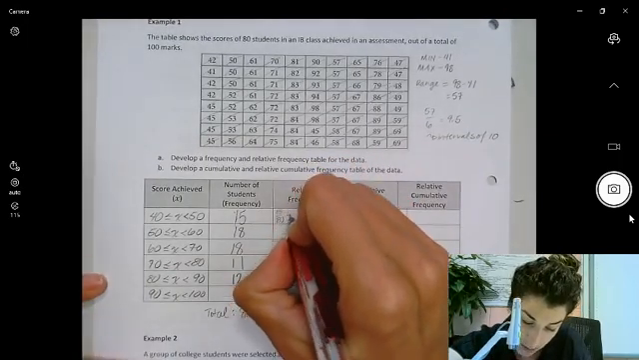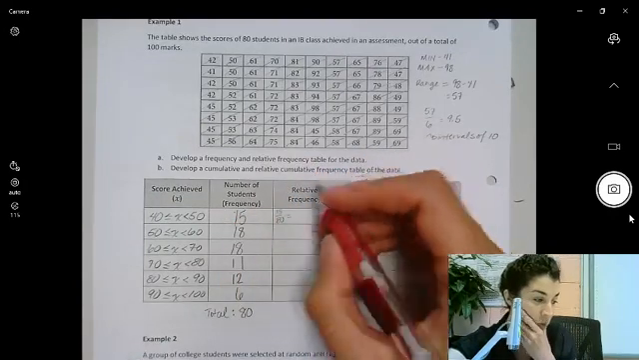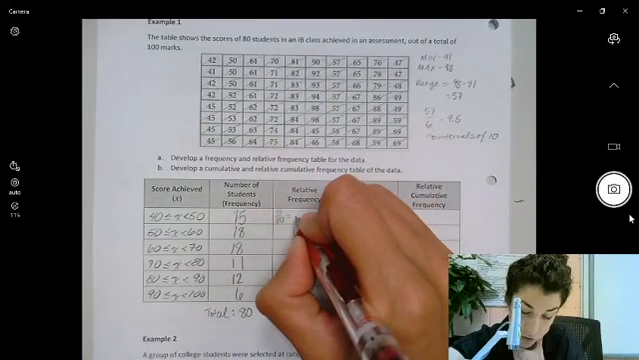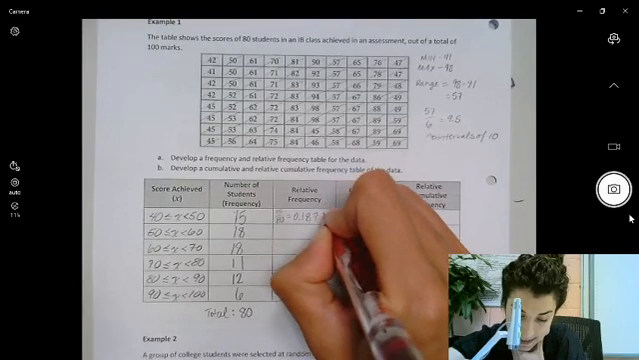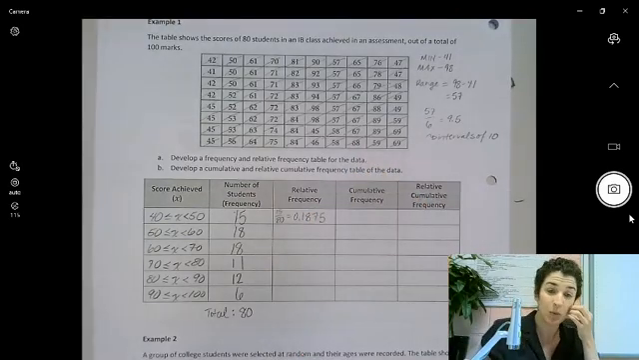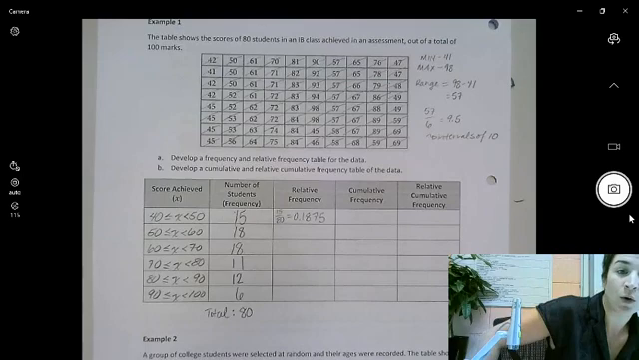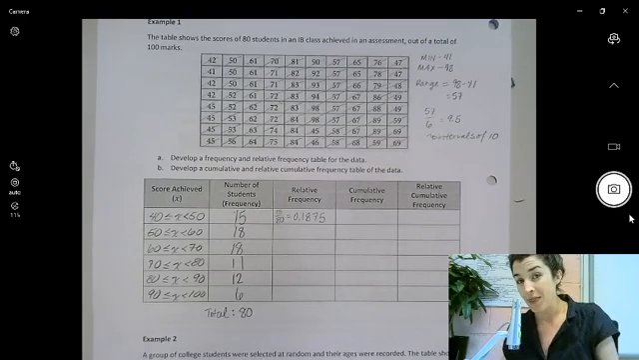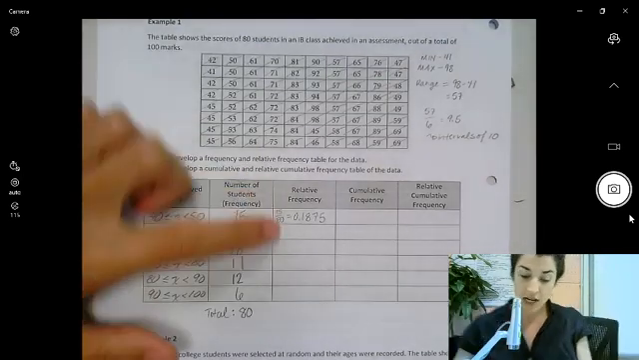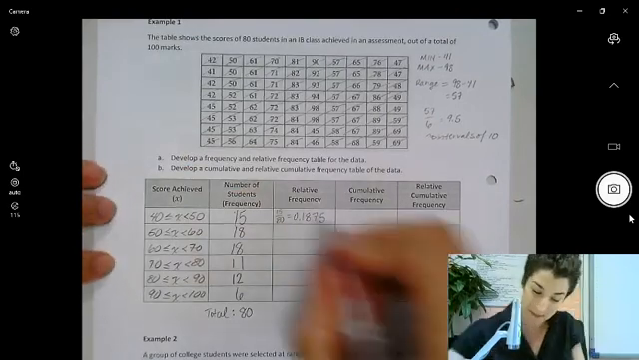What percentage of students are represented in this category? So I'm going to divide those out. I'm going to get a decimal, which is 0.1875. In other words, 18.75% of students were between 40 and 50% on this test. Go ahead and fill out the rest of this relative frequency.